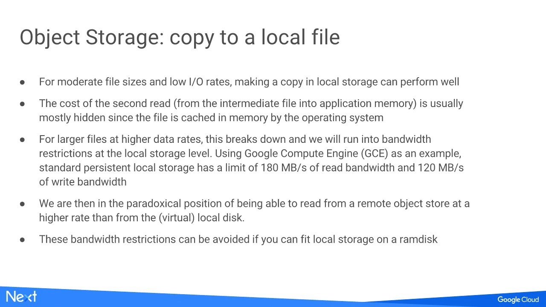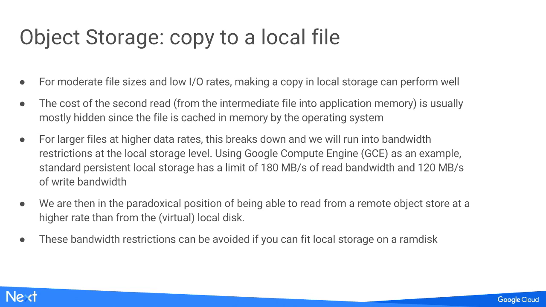So how do you match these two APIs together? Well, the typical approach is you copy things from object storage to a local file using the persistent disks that Jeff talked about. So if you've got relatively small files, making a copy in the local storage works pretty well. You do a gsutil copy, it shows up in your local file system, and then your application can read that data in. And that second read is actually very fast because that data is coming from memory, because the operating system is clever and caches all of that data in the buffer cache.